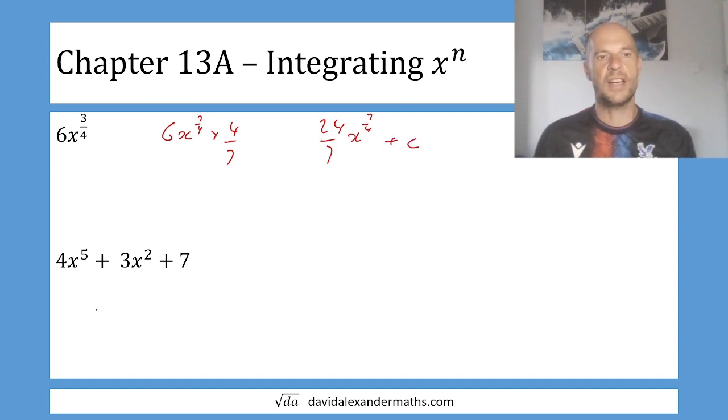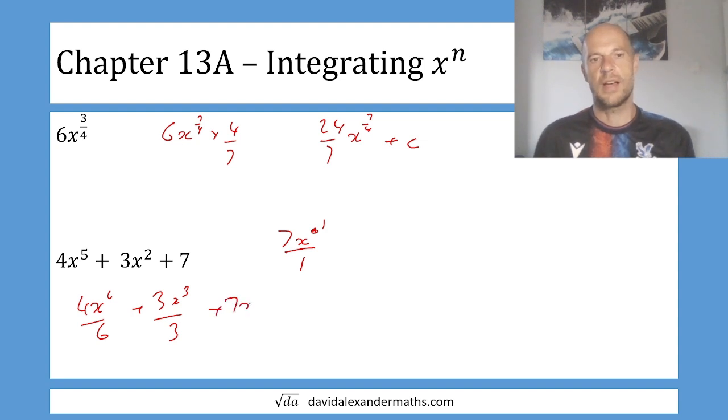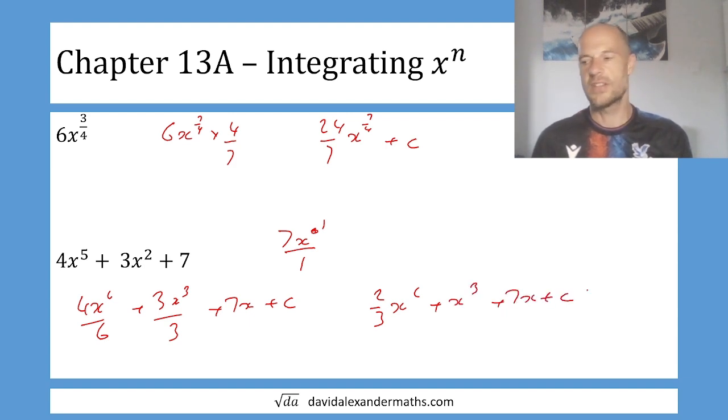Okay, 4x to the 5 becomes 4x to the 6 over 6 plus 3x cubed over 3. So this number 7, that is 7x. We can write 7 as 7, well, we're not going to write it, but 7x to the 0, increase the power by 1, divide by the new power. So that just becomes 7x plus c. Okay, and 4/6, that can be 2/3 x to the 6. 3 over 3 is just 1, so that's plus 1x cubed plus 7x plus c.